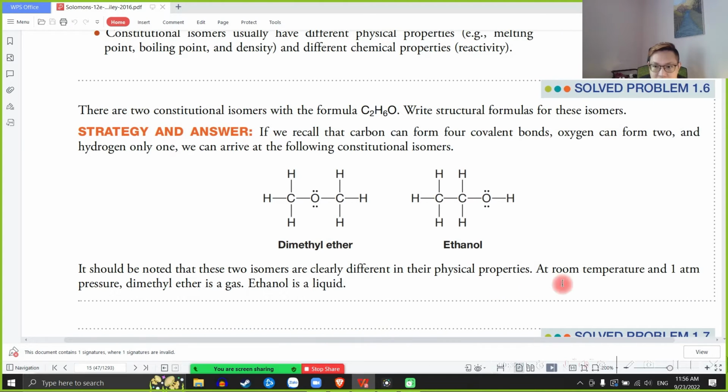At room temperature and 1 atm pressure, which is normal pressure, dimethyl ether is a gas because it doesn't really form much hydrogen bonds with itself and water or any molecules surrounding it. So it's spread out easily, so it becomes gaseous, right? But ethanol, because of the OH here, forms hydrogen bonds easily with itself, with all the ethanol molecules, or with the water or anything else surrounding it. So ethanol is a liquid. Makes sense, right?